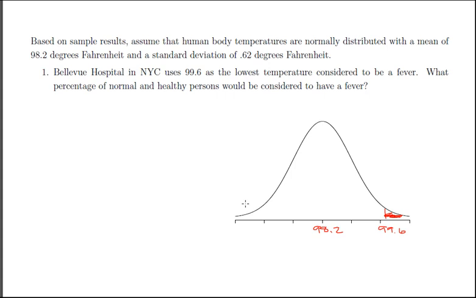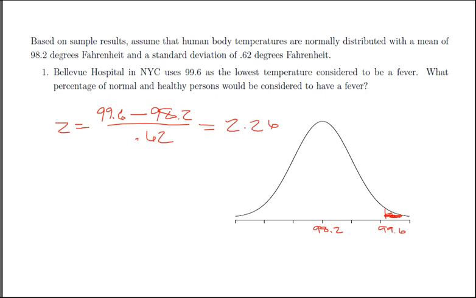Okay, so the first thing I want to do is calculate a z-score. So I take the value that I'm interested in, which is 99.6, and I subtract the mean of 98.2, and then I divide by the standard deviation of 0.62. Okay, so that gives me a value of 2.26. So that means that 99.6 was 2.26 standard deviations above the mean.